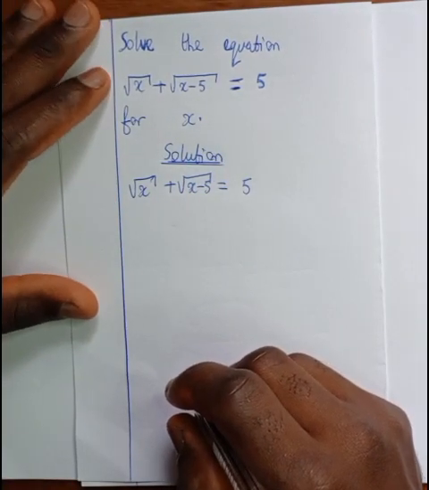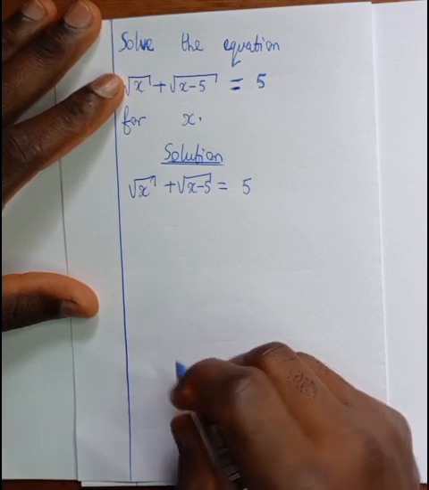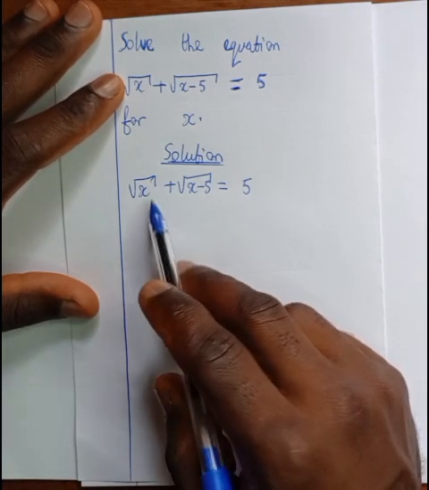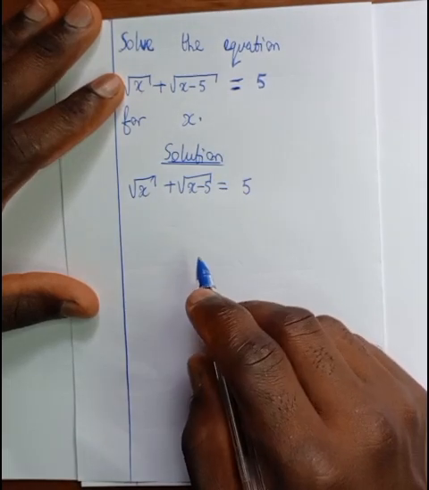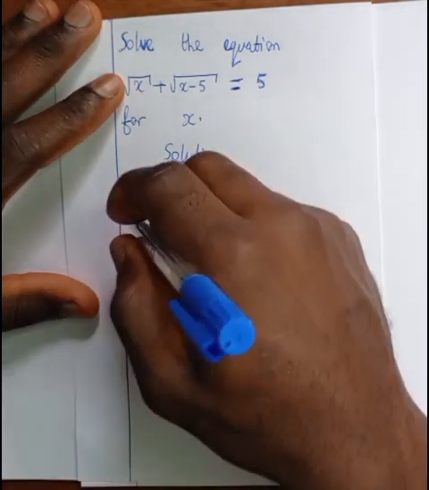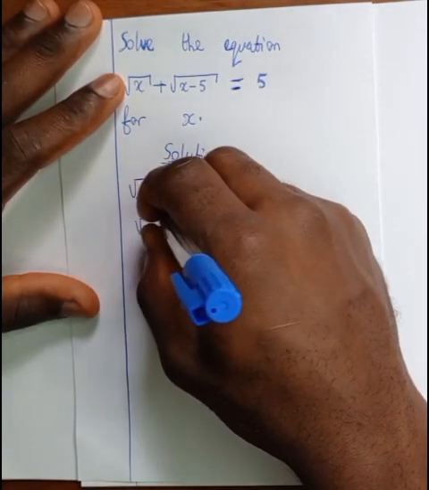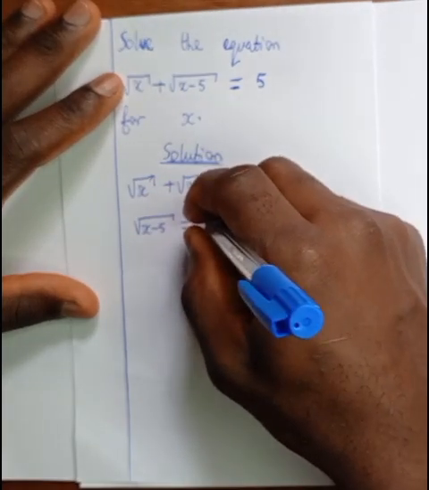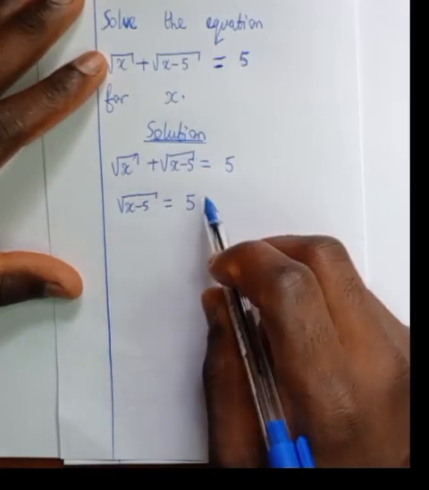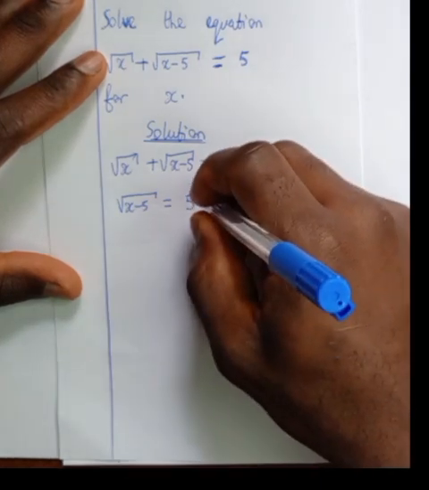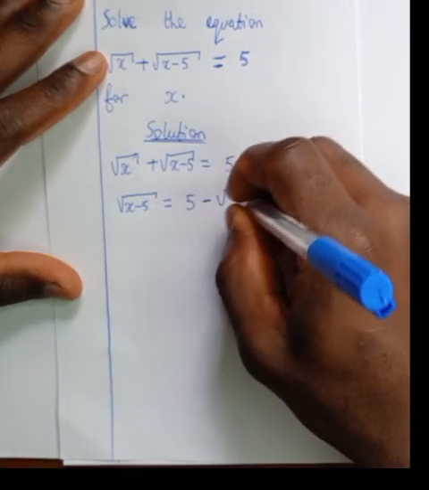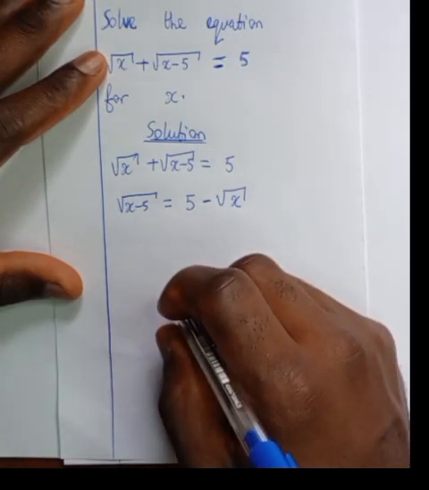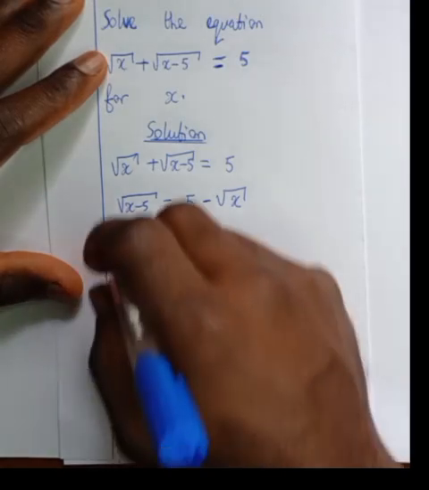First, for us to solve this problem, we are going to start by sending root x to the right hand side. This will give us root x minus 5 equal to 5. When root x crosses the equal to sign, it becomes negative root x. The next step now, we are going to square both sides.